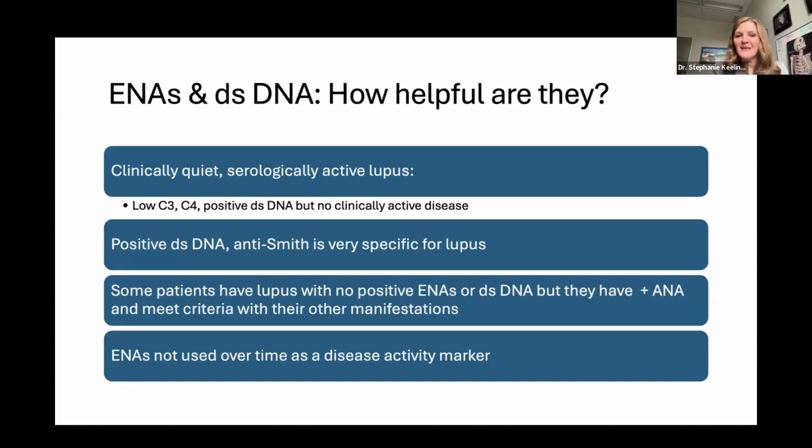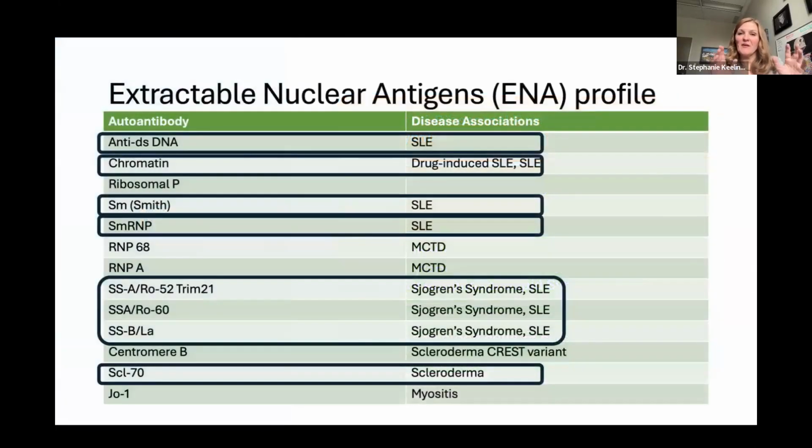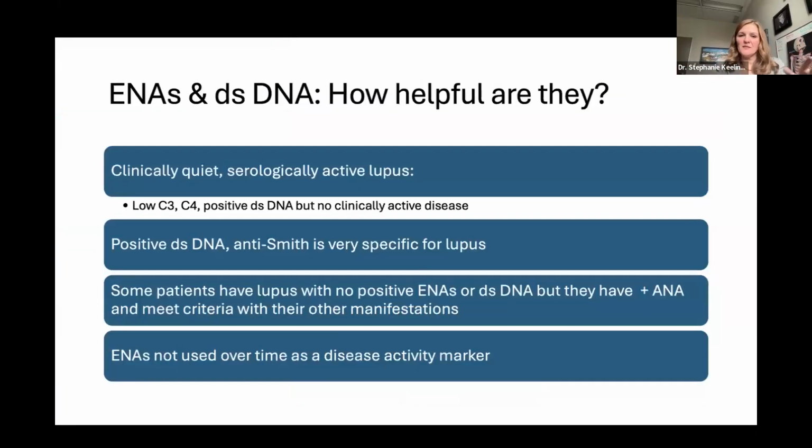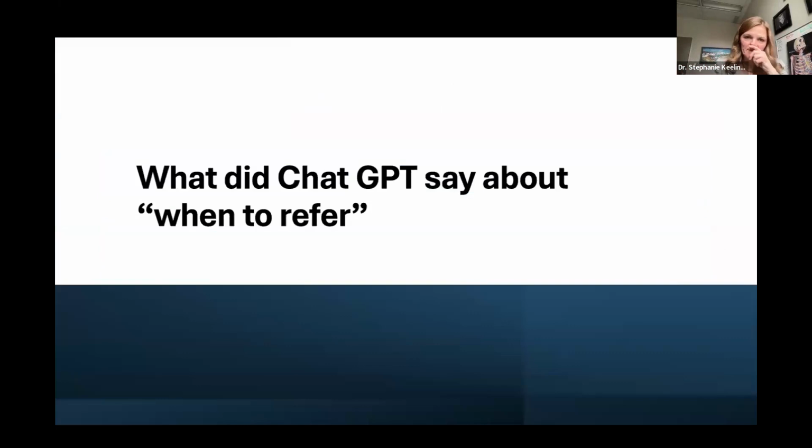The last thing about the ENAs that I think hopefully is useful to you is that other than double-stranded DNA, which can change and be a useful tool for disease activity, all of the other stuff I showed you on this previous slide is either positive or negative, and it's not going to change in 1 year, 5 years, 10 years. So once they present with their symptoms and they're diagnosed, we don't keep doing the ENA panel over time. It's more of a prognostic tool.